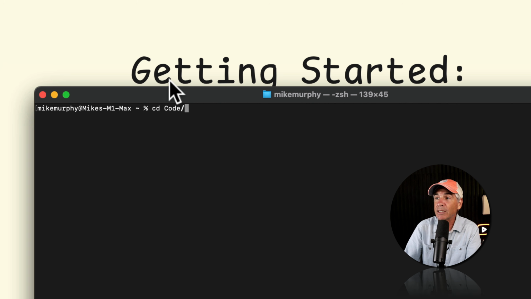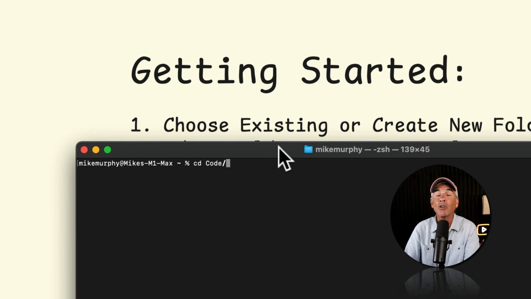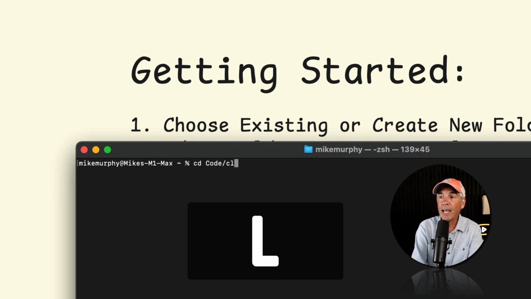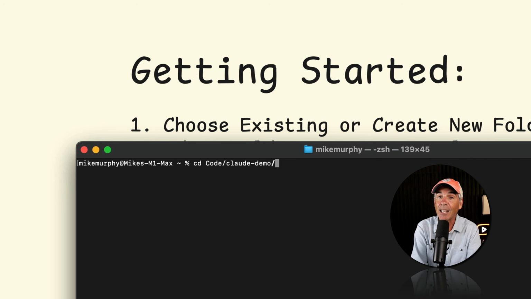Now I need to go to the second folder, which is called Claude Demo. So all I need to do is just start typing out Claude, CL, tap the tab key, and it automatically filled it out. How cool is that?